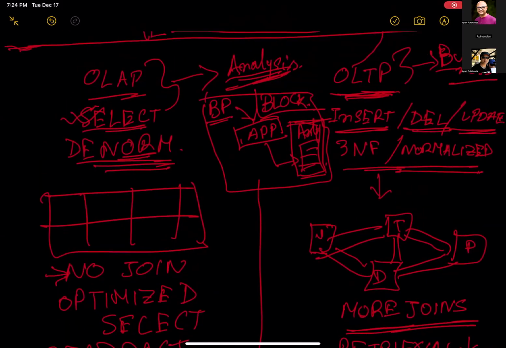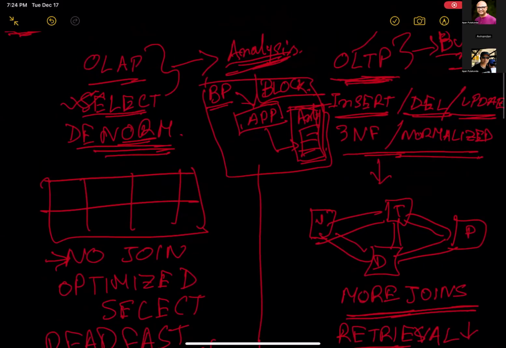Any of the analytical databases has to be on OLAP. Any of the transactional databases has to be on normalized. Is this clear? Yep. Any questions? No, so far so good.